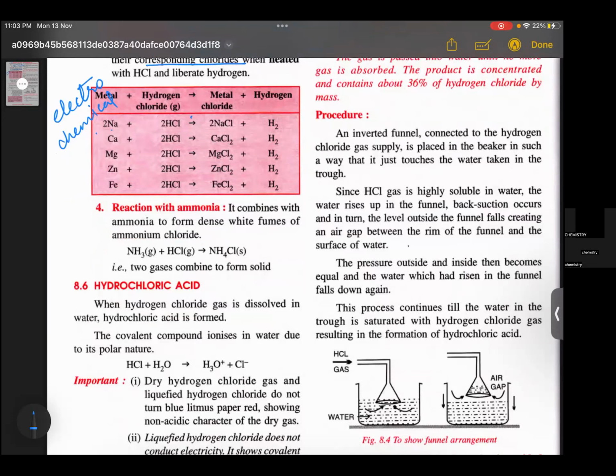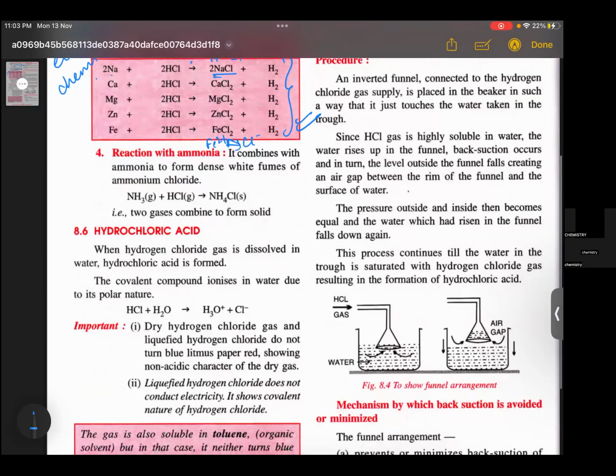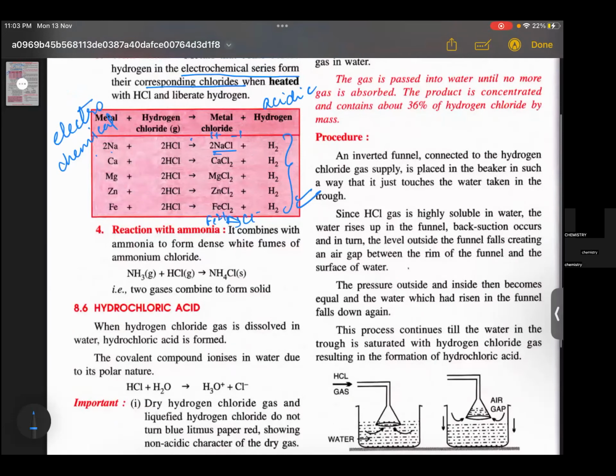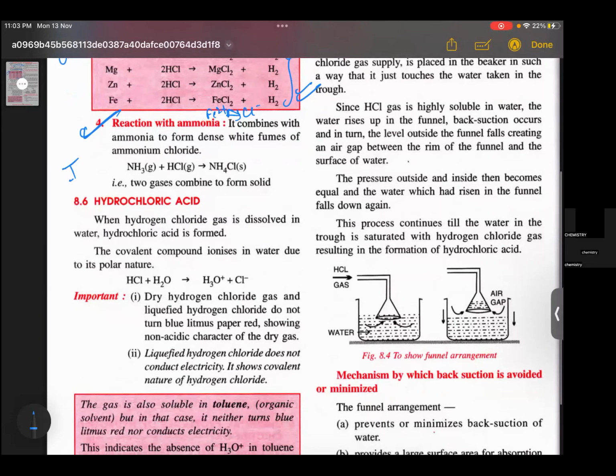You have to just know how to form a compound. Say Na has a valency of +1, Cl has -1. So when they combine, they form NaCl. Whereas if you look at FeCl2, we have Fe2+ and Cl-. Thus when they combine, they form FeCl2. And all of these give us H2. This again is a proof of acidic nature.